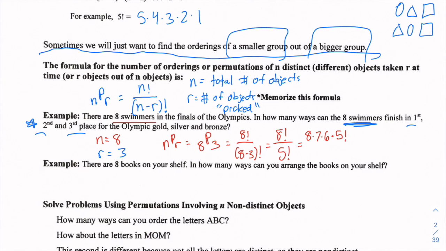Because we know 8 factorial is 8 times 7 times 6 times 5 times 4 times 3 times 2 times 1. But I'm going to stop at 5 factorial, because now the 5 factorials can just cancel out totally. So in the end, you're just left with 8 times 7 times 6. Okay. And multiply this out. This is 336. Okay.